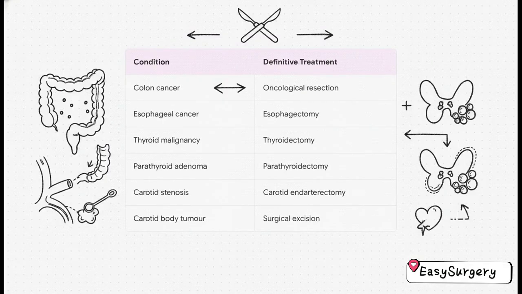When we're talking about oncology and vascular surgery, definitive care is really all about permanent tumor control and mechanical solutions. Colon cancer? That means oncological resection with lymphadenectomy. Resectable esophageal cancer mandates an esophagectomy. For the endocrine system, a thyroid malignancy gets a thyroidectomy, and a parathyroid adenoma is cured with a parathyroidectomy. On the vascular side, if you have symptomatic carotid stenosis, you mechanically clear it out with a carotid endarterectomy. And a carotid body tumor? That simply requires complete surgical excision.